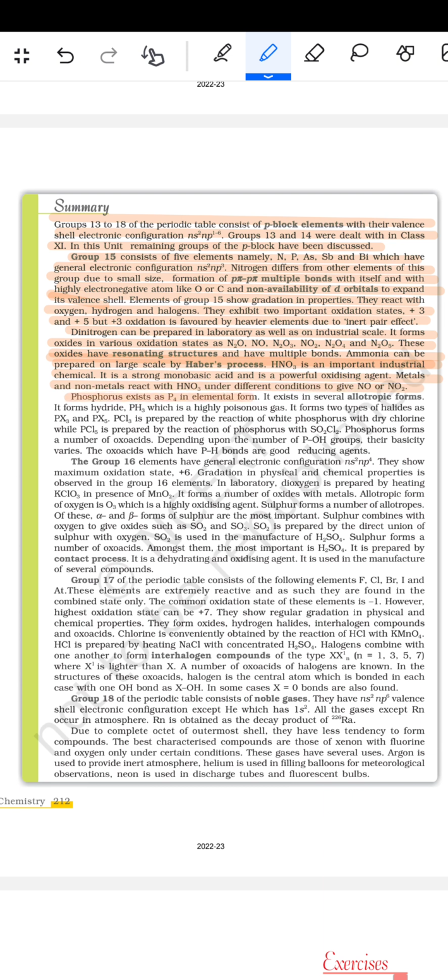Phosphorus is used as P4 in the elemental form. It exists in several allotropic forms. It forms hydride PH3, which is a highly poisonous gas. It forms two types of halides, PX3 and PX5.